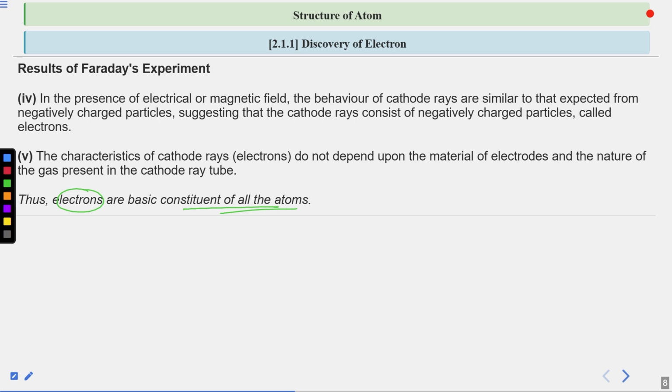So cathode rays do not depend upon the material of the electrode and on the nature of the gas present. I have written it. So they are independent of both.